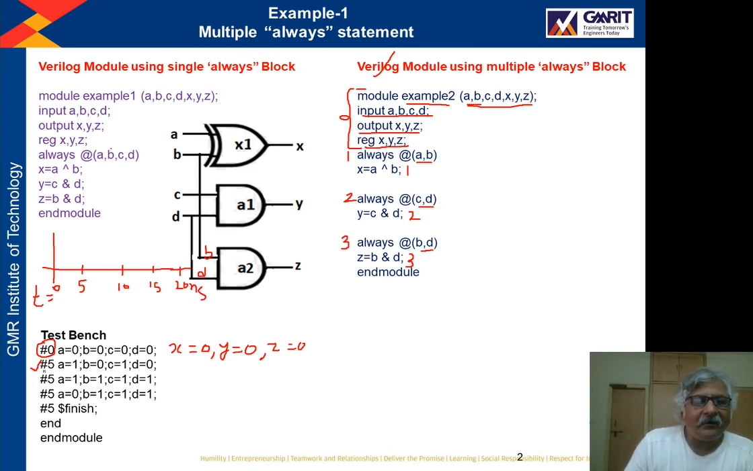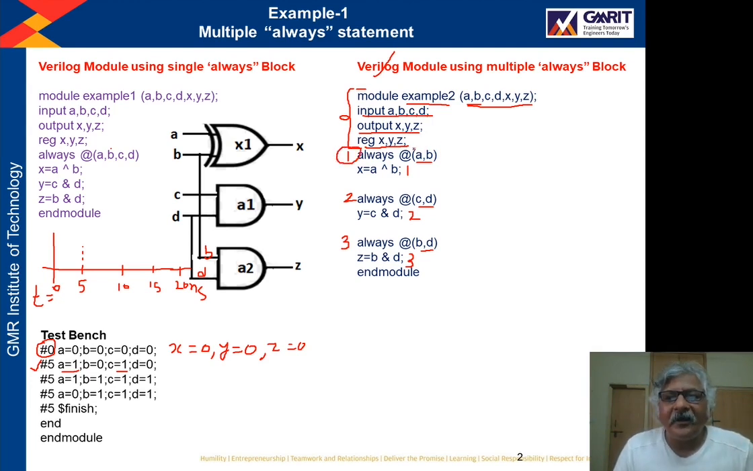Now let us see at 5 ns, means at this time. At this time the value of A will become 1, B will remain 0, and C will also become 1 at 5 ns. So what will happen, since the value of A has changed to 1, an event occurred on A and an event occurred on C. So see the always block number 1.